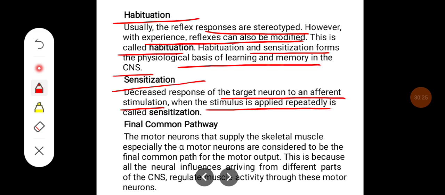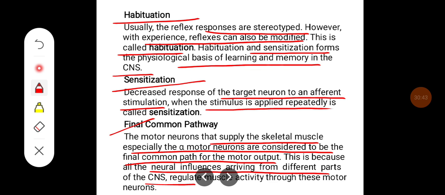And they can have a final common pathway. The motor neurons that supply the skeletal muscle, especially alpha motor neurons, are considered to be the final common path for the motor output. This is because all the neural influences arising from the different parts of the CNS regulate muscle activity through these motor neurons, that is, the final common pathway.